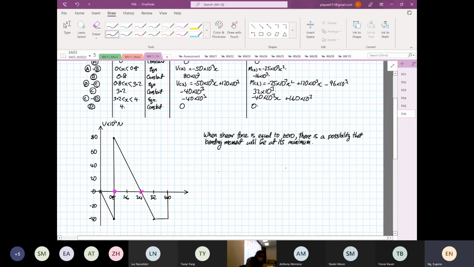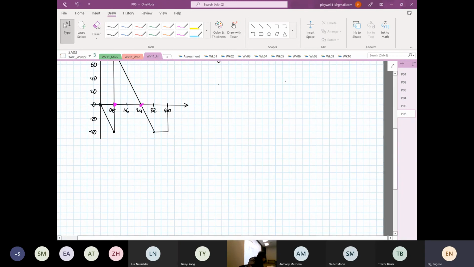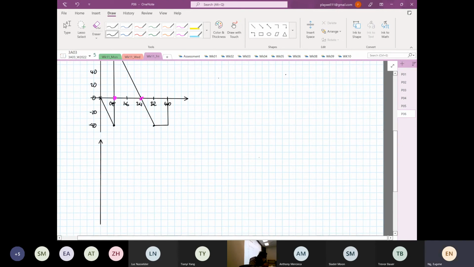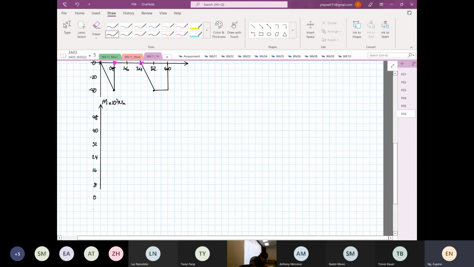So now we're going to sketch our bending moment diagram. We are going to use M, times 10 to the power 3 Newton meter: 48, 40, 32, 24, 16, 8, and 0, minus 8, minus 16.